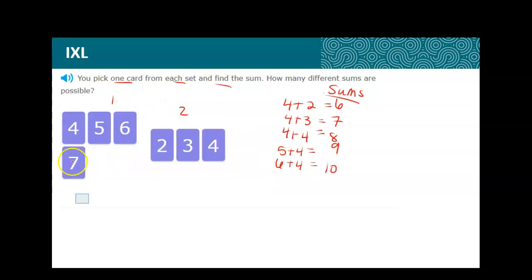Okay, and then the last one was 7. 7 plus 2 is there. 7 plus 3 is there. 7 plus 4 is not there, which is what number? 11. So how many different sums is there, if you count all these? 6. So the answer would be 6. Okay, that's on your IXL.